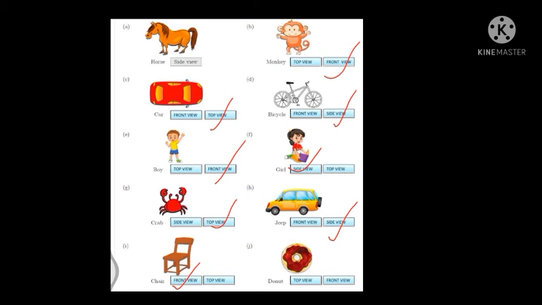Okay. The next one is donuts. What is it, students? Here donuts are given. If we look at the donut from the front, we will see only this much portion in a curved shape, like this. So the donut front view will be like this. And if you look at the round shape and everything, we can see the whole upper portion of it. So that means this is the top view of this donut. What is it? Top view. So here your answer is top view. Is that clear to everyone?